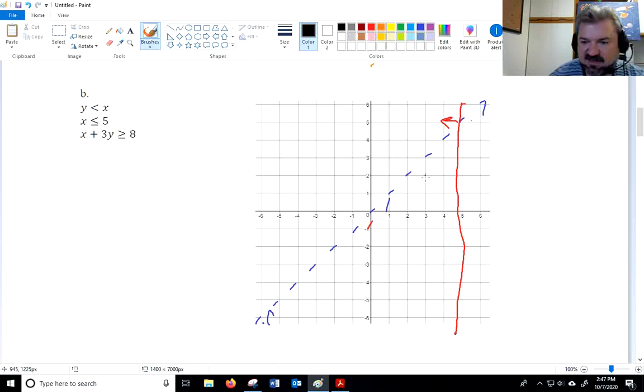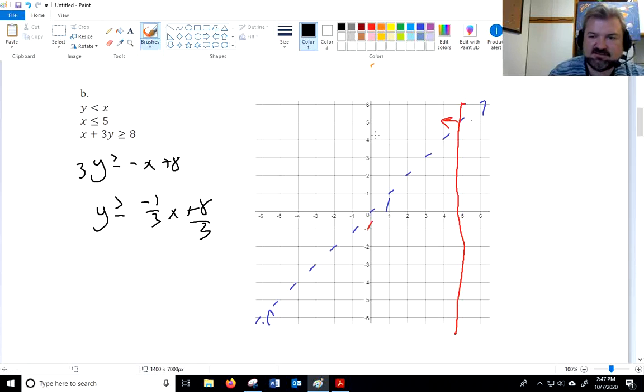I have an x-intercept of 8 and a y-intercept of 8/3. Well, that's not very pretty. I could solve it for y, solve the boundary line here, and I get negative x plus 8 is equal to 3y. So then y is greater than or equal to a negative 1/3 x plus 8/3. Well, that's not really very pretty either.